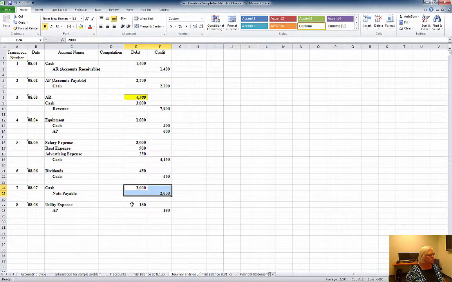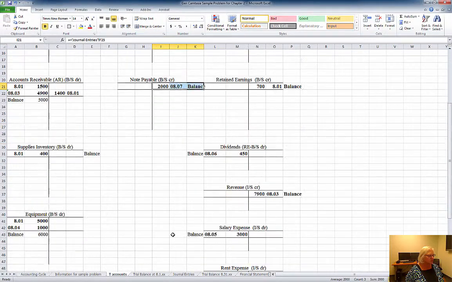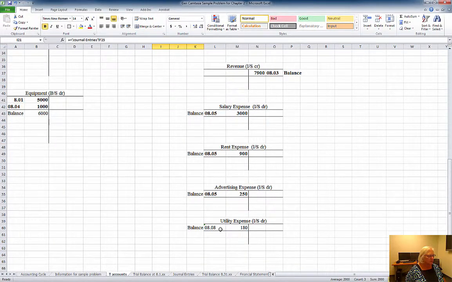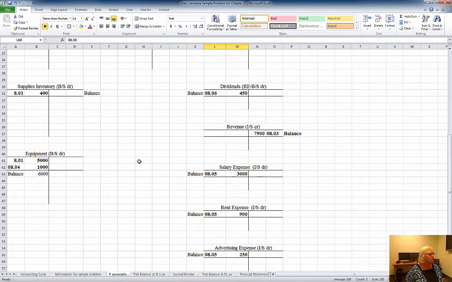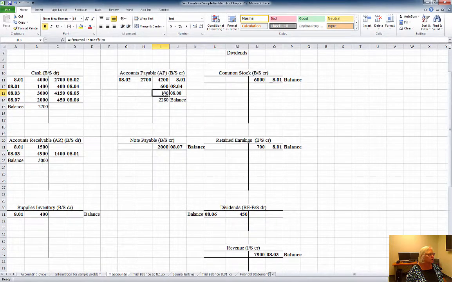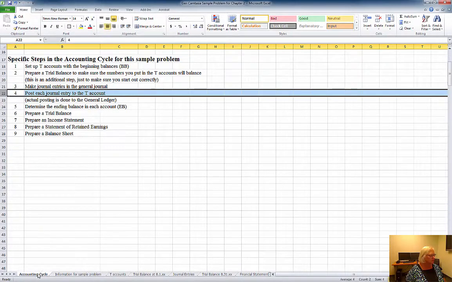And our last one is a debit to utility expense and a credit to accounts payable. So we're going to debit utility expense. We had to make that account. And I'm going to credit accounts payable. Whoops, there we go, we got it. All right, so we have finished then posting each journal entry.